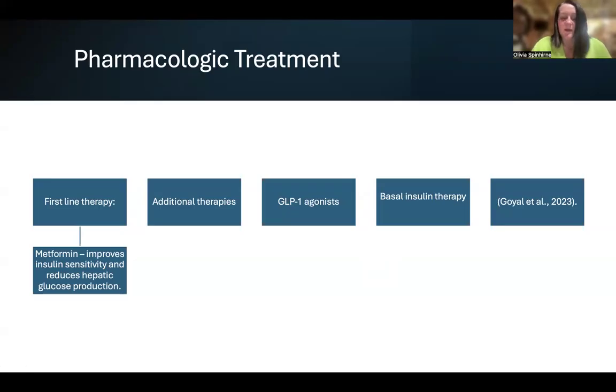Pharmacological treatment. Metformin is almost always the first line therapy because it's safe, effective, and improves insulin sensitivity. Patients with cardiovascular disease may benefit from GLP-1 agonists. Sometimes oral agents are not enough and basal insulin needs to be added. Medication selection should be individualized based on the patient's comorbidities and the way they're handling the medication, and should be monitored very closely by their provider.